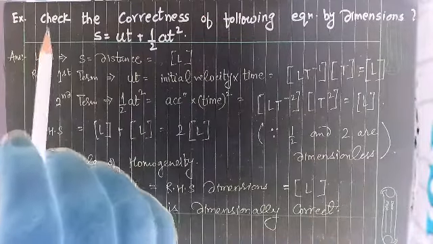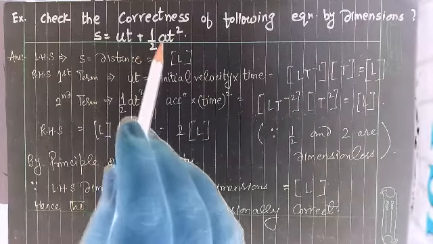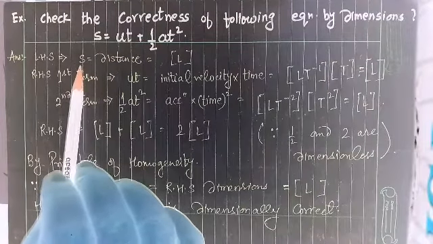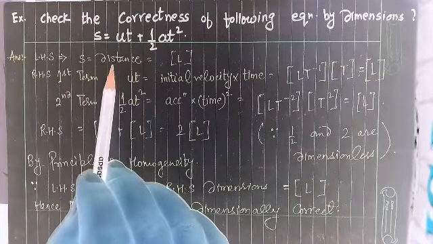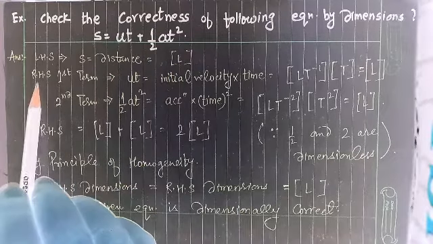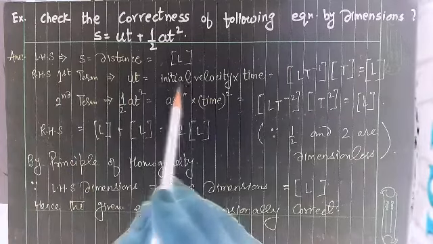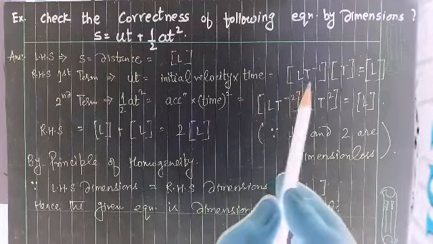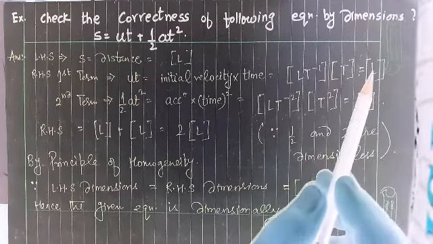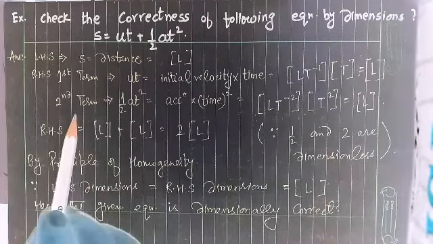Next example we have, check the correctness of the following equation by dimensions. S equal to ut plus half at square. Left hand side is S. S denotes distance. So distance is equal to L. Right hand side, first term is ut. Initial velocity into t time. So velocity has the dimensions L T minus 1 into time T. So it remains L.